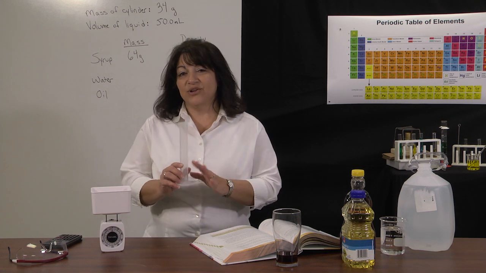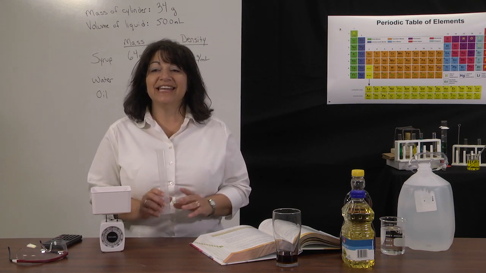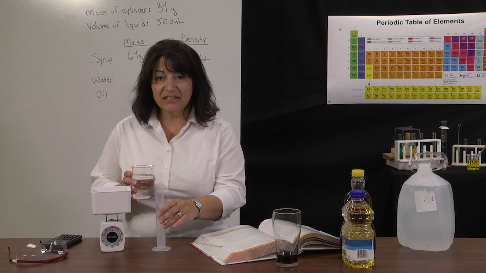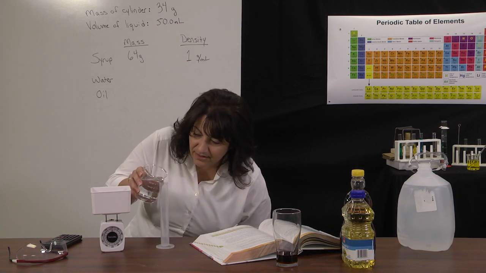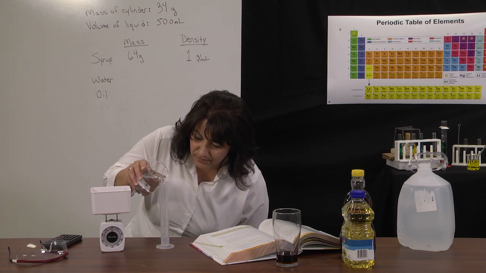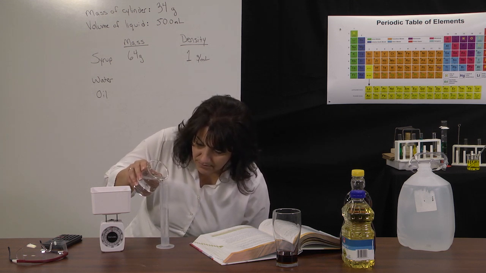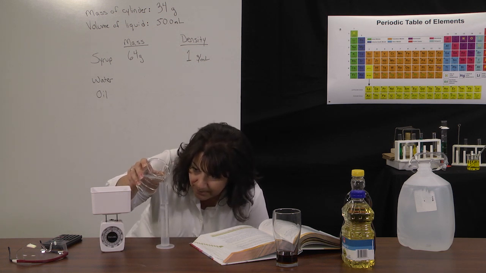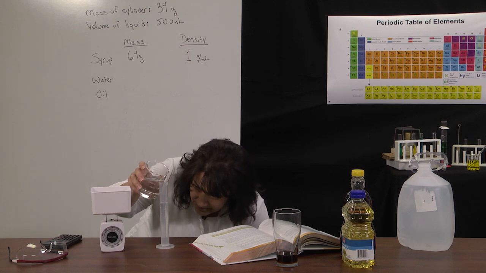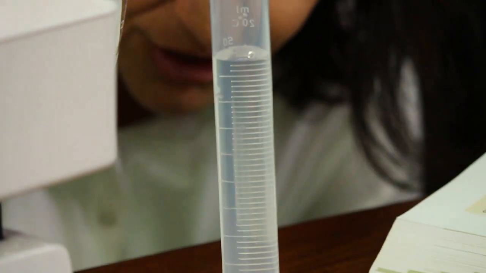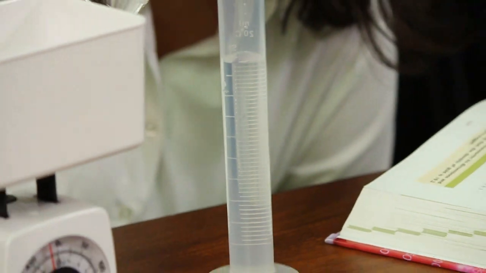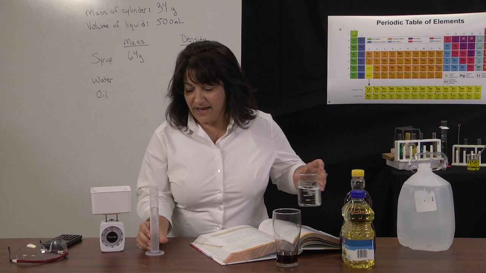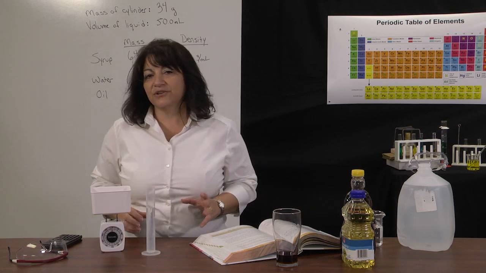Now I've washed out the cylinder, and I'm going to go ahead and fill it with water. We want to measure again 50.0 milliliters of water. A little more straightforward doing this than the syrup. You want to get your eyes level to see that meniscus too. There we go. Turn so you can see that. So that's 50.0 milliliters of water.